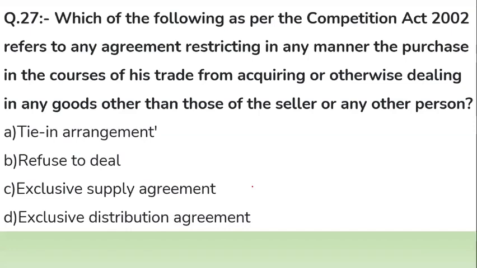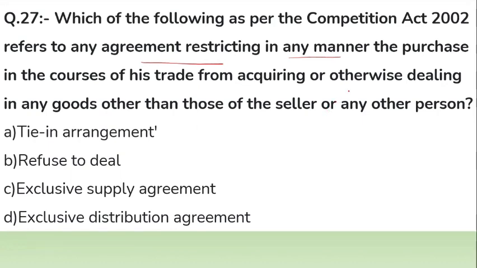Now the next question, that is question number 27, which is on your screen. Which of the following as per the Competition Act 2002 refers to any agreement restricting in any manner the purchaser in the course of his trade from acquiring or otherwise dealing in any goods other than those of the seller or any other person?